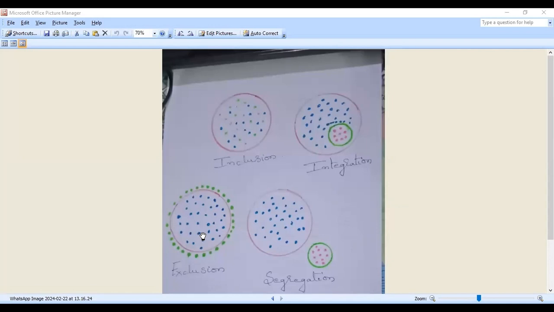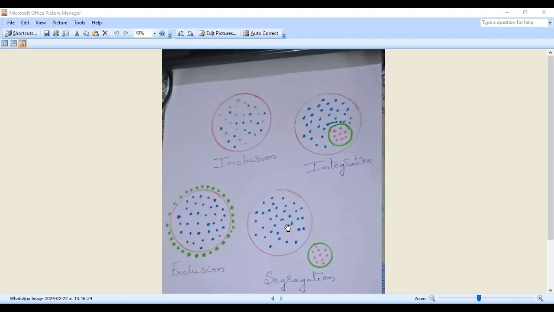We are seeing exclusion, the first line. This bigger circle is nothing but the society, the general society. And you have these green dots outside the society, which are the excluded group of people. From women to old age, and women and children with special needs, and not only children, even people from tribes and different communities, are excluded from the society. Have you understood this?